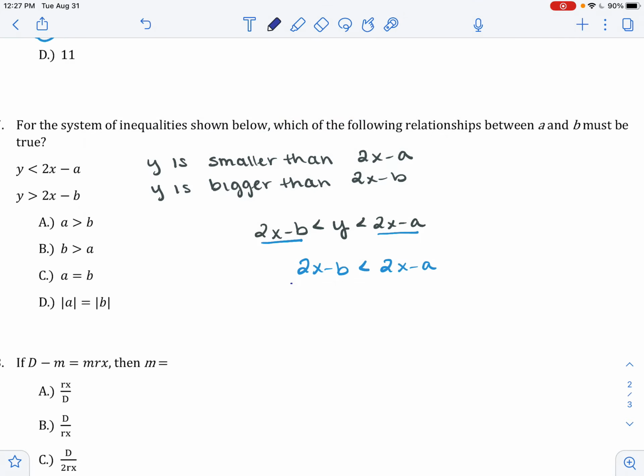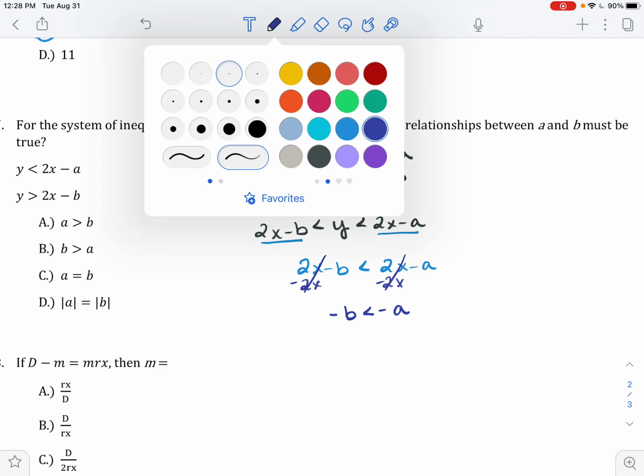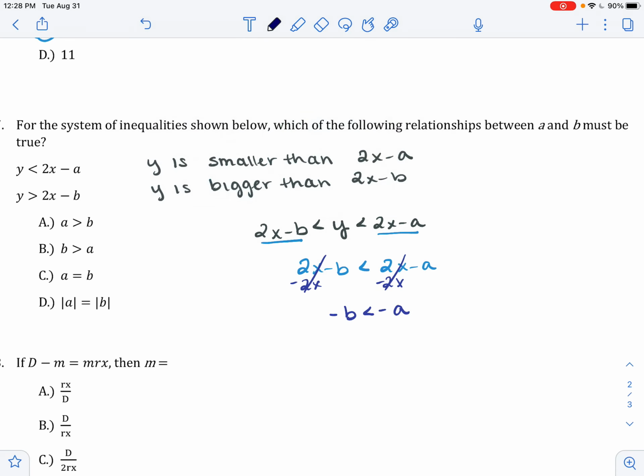We see a 2x on both sides, so we can think about combining like terms, and in doing so, we see that the 2x's cancel. We have the statement negative b is less than negative a. Looking at my answer choices, I don't have any statements that support those negative variables, so that might encourage me to divide out that negative. In doing so, please remember we have to change the direction of that inequality symbol. So we see that B must be larger than A, and that is answer choice B.